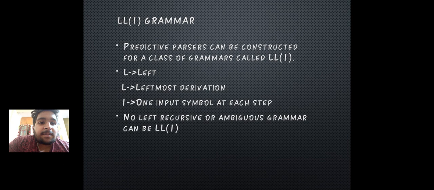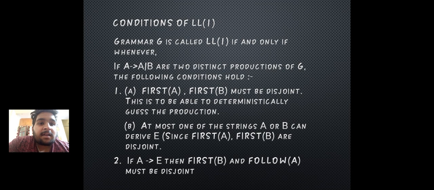LL(1) is represented as: L means left, as in leftmost derivation, and 1 means one input symbol at each step. No left recursive or ambiguous grammar can be LL(1). There are some conditions of LL(1).